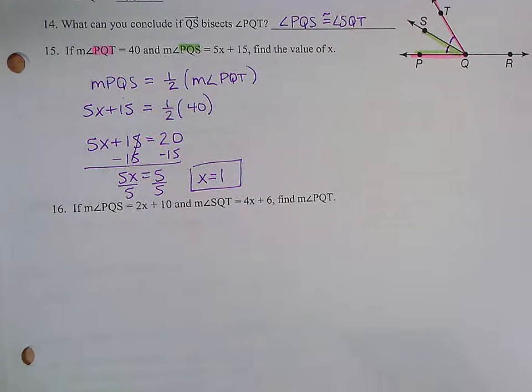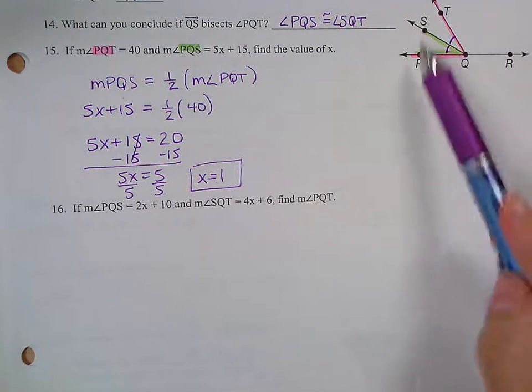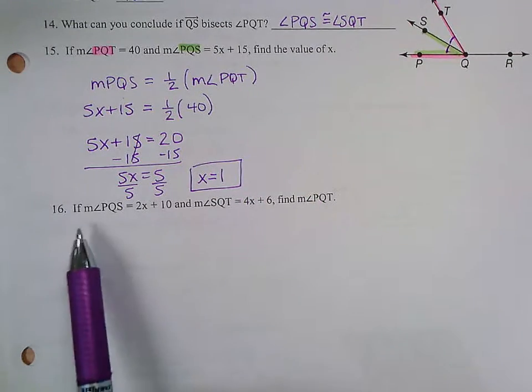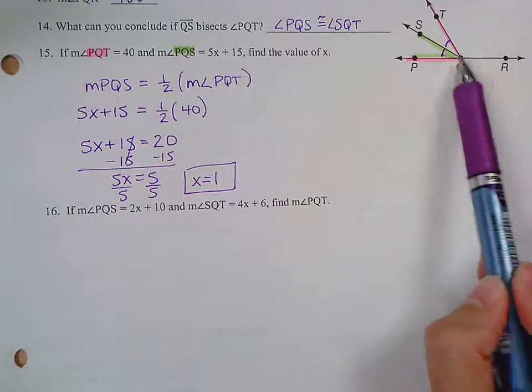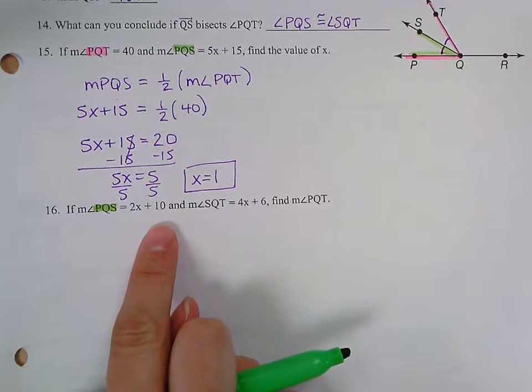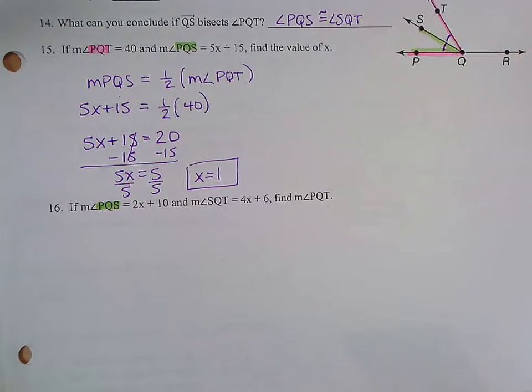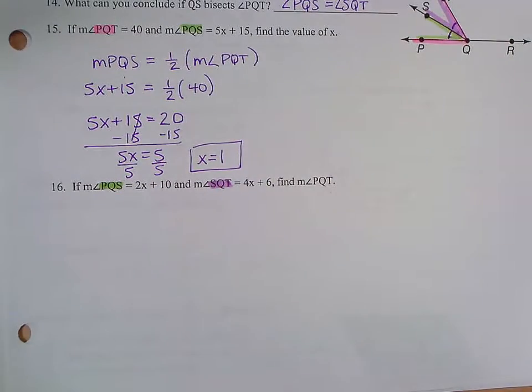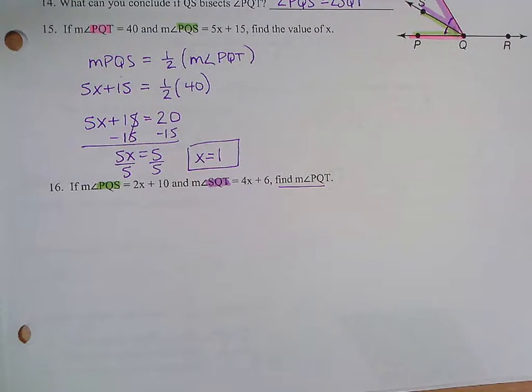Okay. Then 16 is working with the same diagram, but is not related to your answer for number 15. So it says if measure of angle PQS, so that was the angle I highlighted in green, so now that measure is 2x plus 10. And then I have the measure of SQT. So I'm going to need a different color here. I'll highlight that one in purple. SQT is 4x plus 6. Then it says find the measure of angle PQT.